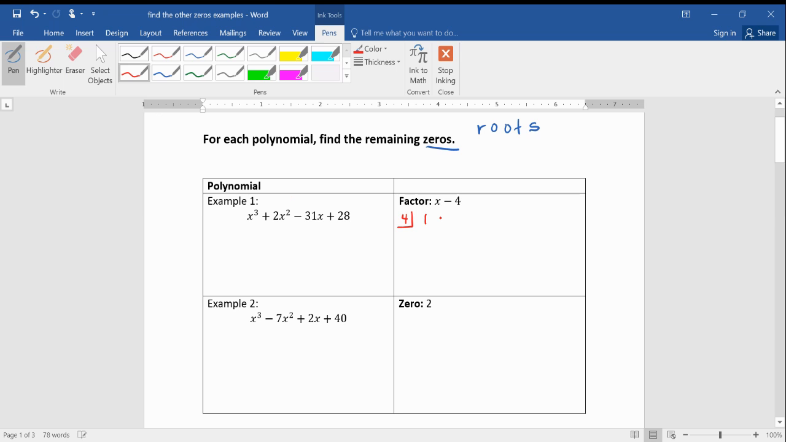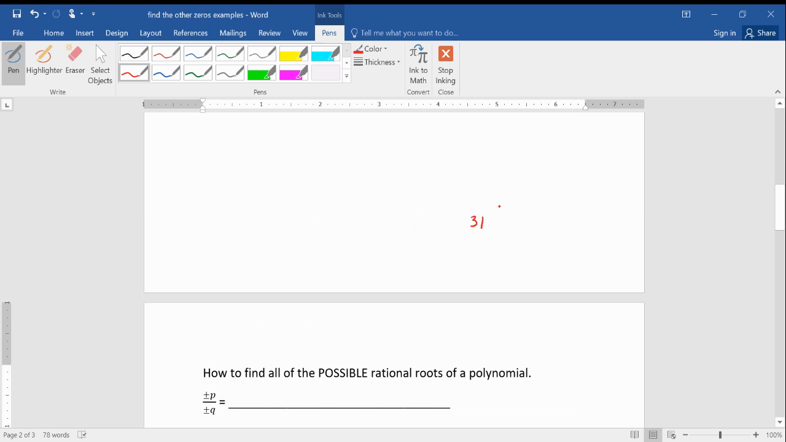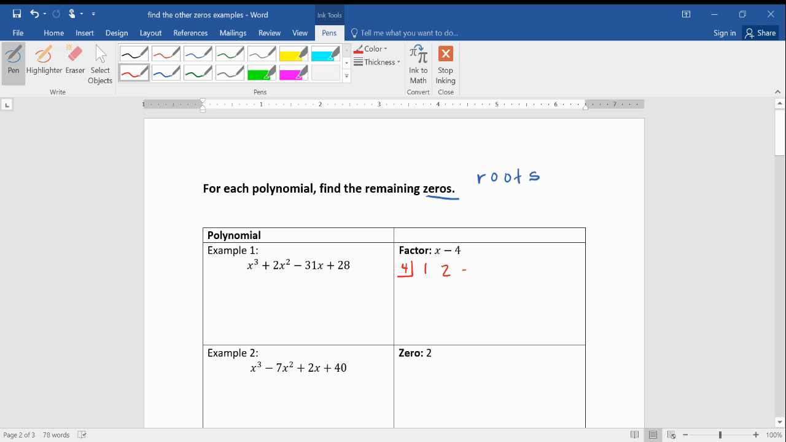Okay, so we've got our coefficients 1, 2, negative 31, and 28. We're going to do some synthetic division here. So we always bring down the first coefficient. Then we multiply 4 times 1 and get 4. Then we're going to add, get 6.